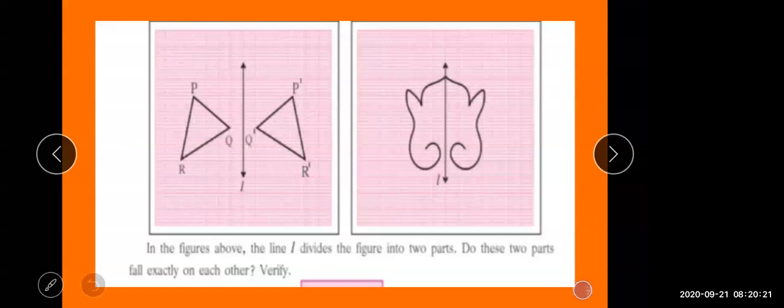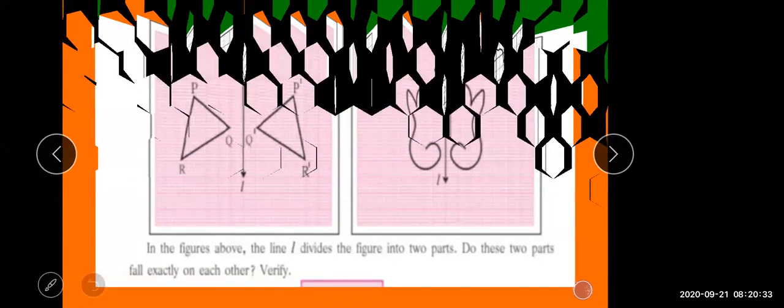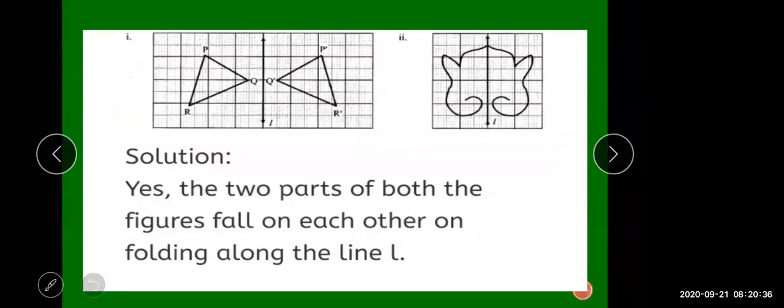Yes, sir. Yes, very good, because it's a symmetrical figure and these are on the graph paper. So for the answer to this question, we'll look here. First figure, triangle PQR and triangle P1Q1R1. Line L divides these two triangles equally. Look at this line L. On the left side is the original triangle, and on the right side is the image of triangle PQR.